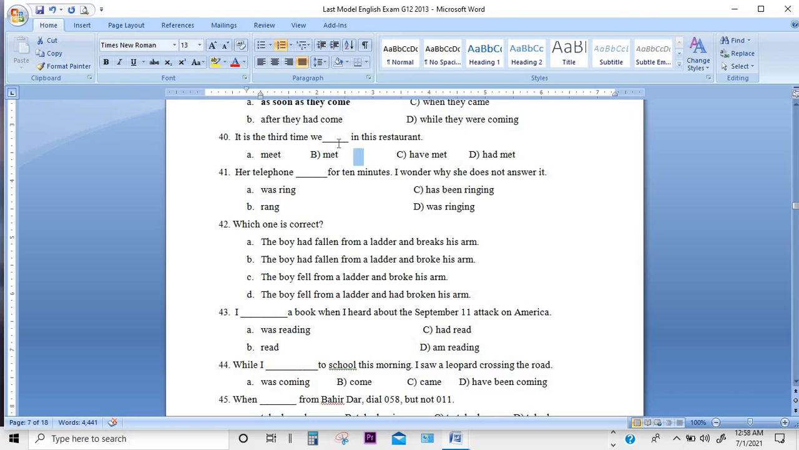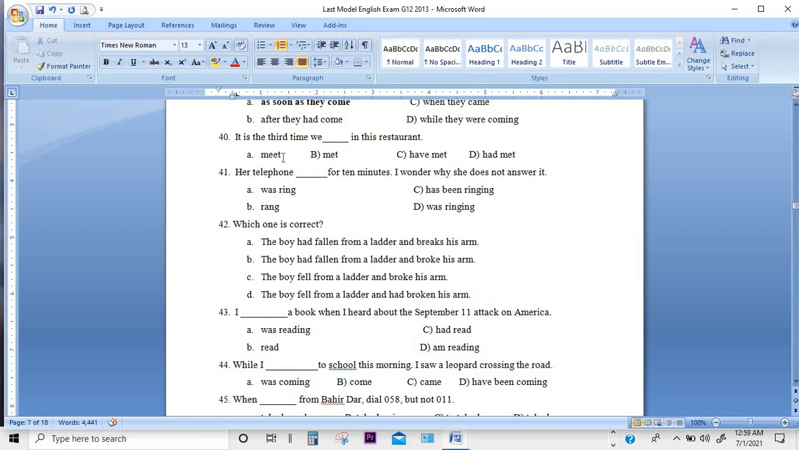Past plus present, we said, is perfect tense. Okay, past plus present is perfect tense. But what kind of case do we have here? It is a third time. It is also possible to use present tense. Okay, we can use present tense. Simple present tense.